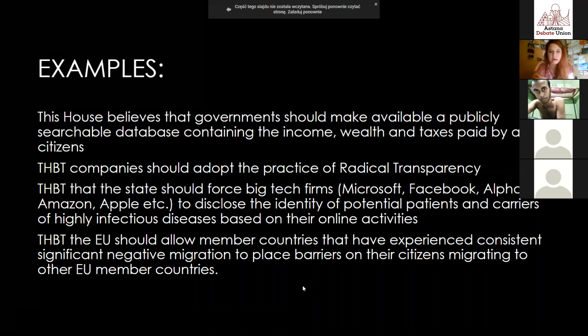Examples: this house believes that the government should make available a publicly searchable database containing the income, wealth, and taxes paid by all citizens. Companies should adopt the practice of radical transparency. States should force big tech firms, Microsoft, Facebook, Alphabet, Amazon, Apple, to disclose the identity of potential patients and carriers of highly infectious disease based on their online activities. The EU should allow member countries that have experienced consistent significant negative migration to place barriers on their citizens migrating to other EU member countries.